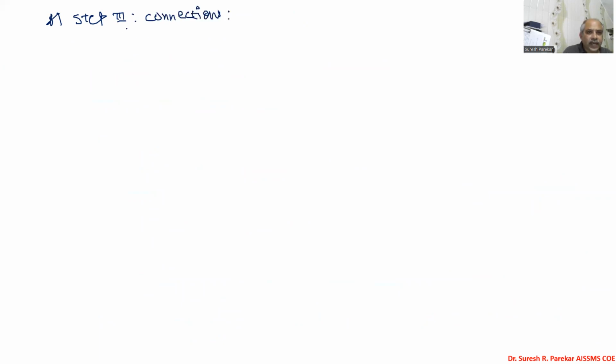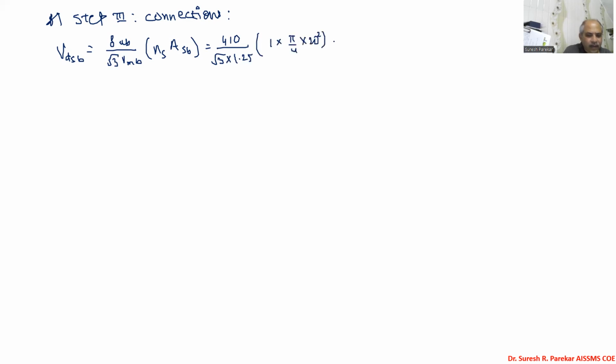Now we have VDSB. For single shear, I will directly go with Fub upon root 3 gamma mb into nS into Asb. If we put in the values, 410 upon root 3 into 1.25, nS is 1, into pi by 4 into 20 square, we will get this value: 58.04 kilonewtons.